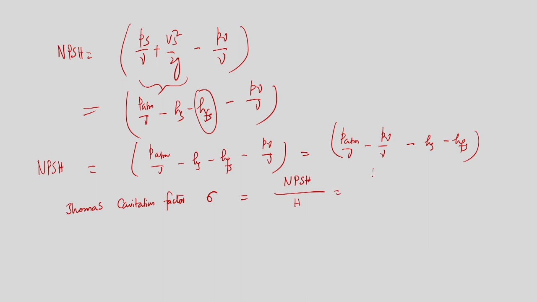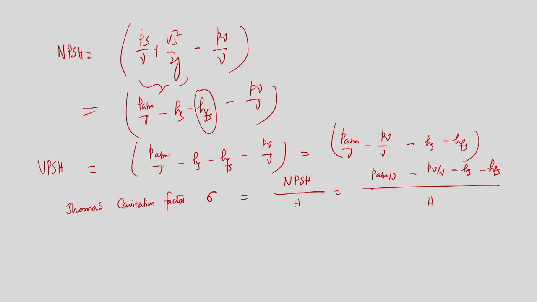If I write it, that is P atm by gamma minus PV by gamma minus HS minus HFS, divided by H, is the Thoma cavitation factor. I will now discuss a little bit about this factor. This factor will give you an indication of whether cavitation will start or not. NPSH of course is an indicative measure of cavitation, that is, cavitation will start or should not start, and we can obtain that information from the expression of net positive suction head. But still we define another factor, the Thoma cavitation factor, from which we can tell what is the cavitating zone and what is the cavitation free zone. That factor is defined as the net positive suction head to the head developed by the pump.